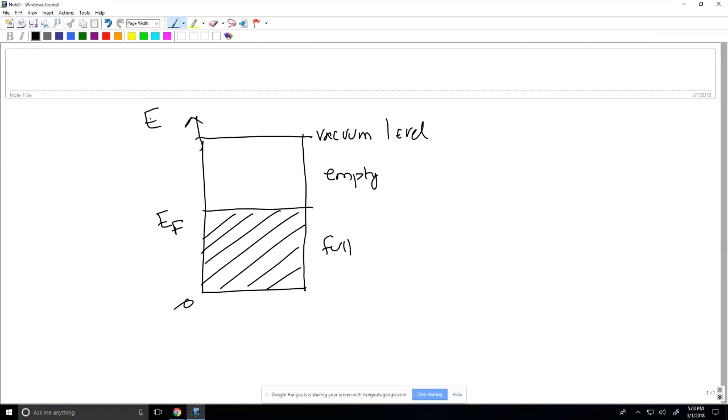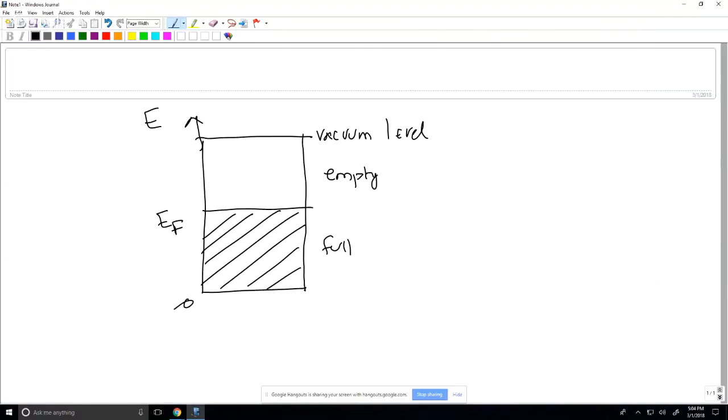Because there is no gap, metals are said to be very good conductors. There are a lot of empty states available for metals in order to conduct. This energy which I have marked EF is very important. It's called the Fermi energy, and the concept of Fermi energy will run throughout this course.